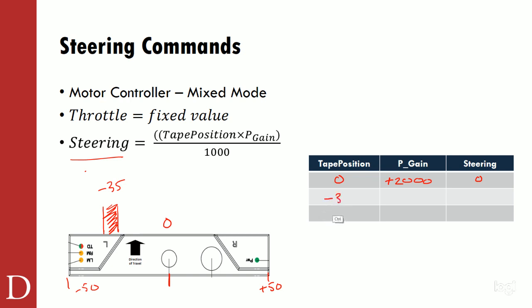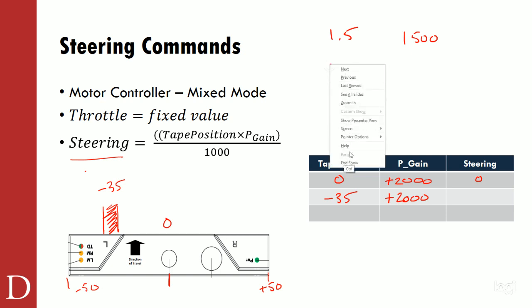If the tape position is negative 35, and my gain is plus 2000, this is where we got to start thinking about what that gain is going to be. Now you might say, well, why is the gain so big? Well, remember, we can't deal with real numbers. We can only deal with integers. So if I want a gain of 1.5, that's not going to work. It's going to truncate that down to one. However, if I make my gain 1500, I can do all the math in here and then later on divide out by 1,000 to make my steering command. So that's an easy way to make that work.